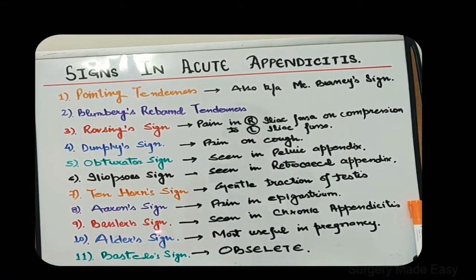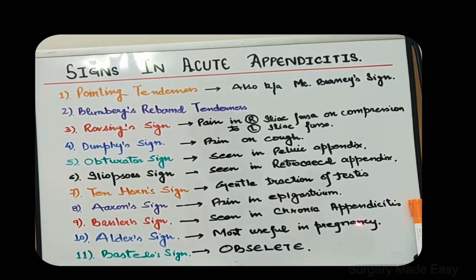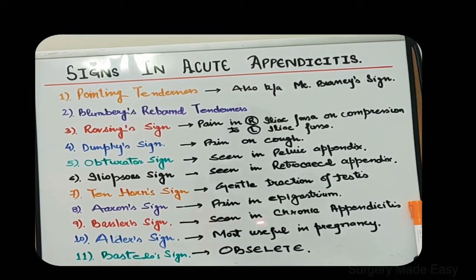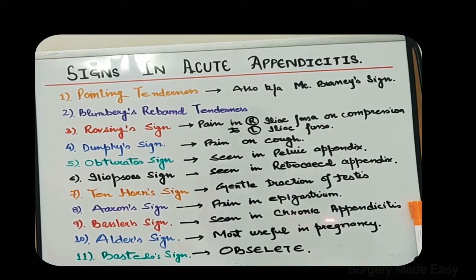Then we have Basler's sign. This is a sign of chronic appendicitis. What we try to do is compress the appendix between the abdominal wall and the iliacus, and the patient starts feeling a sharp pain, suggesting chronic appendicitis.